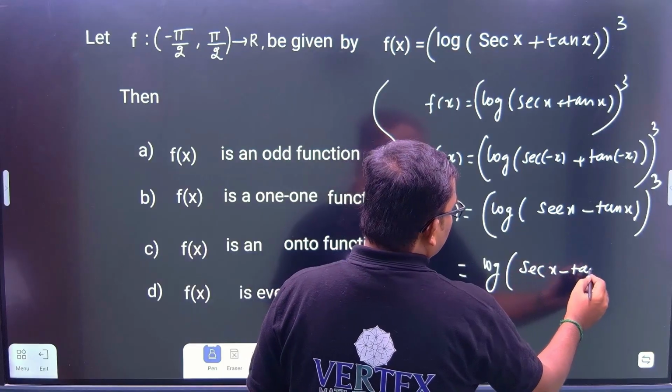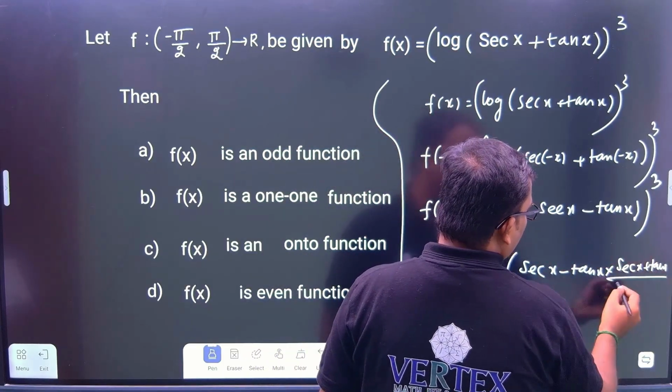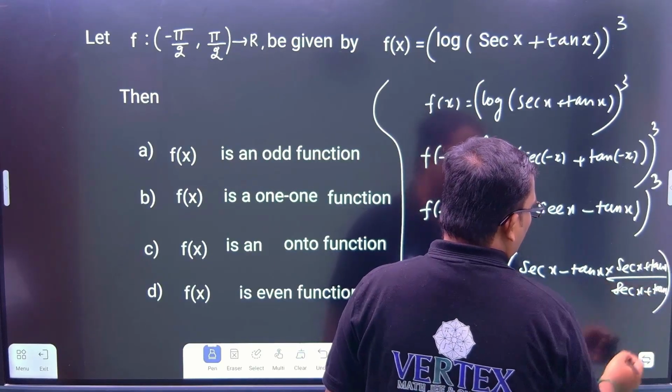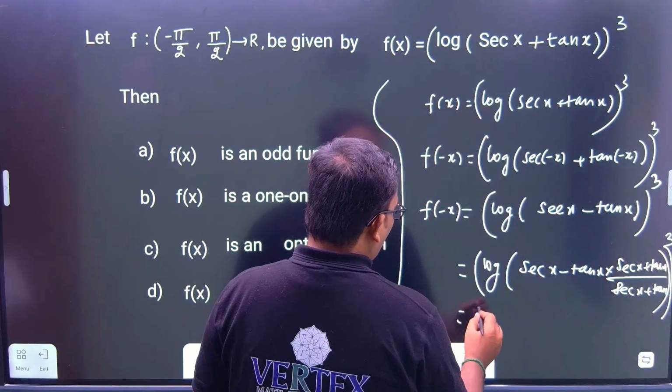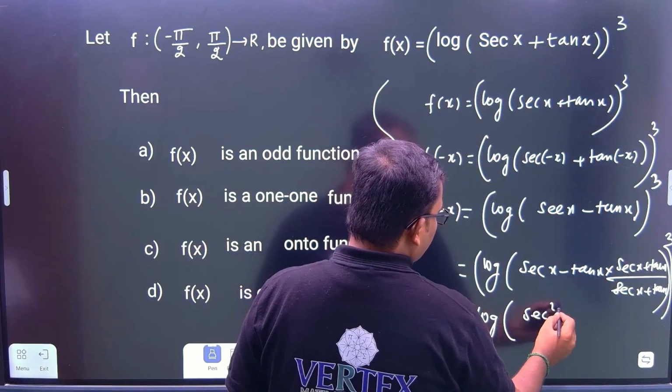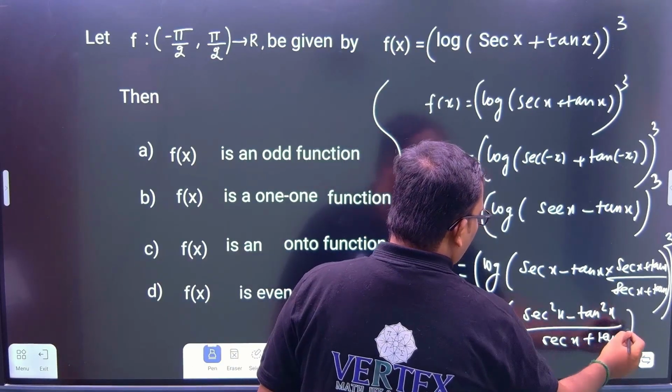Further, how to simplify this? Secant x minus tan x is there. You multiply by secant x plus tan x and divide by secant x plus tan x, because you know that secant square x minus tan square x is 1. This is whole cube. Then what will we get? Log of secant square x minus tan square x, whole divided by secant x plus tan x. I hope everyone understands.